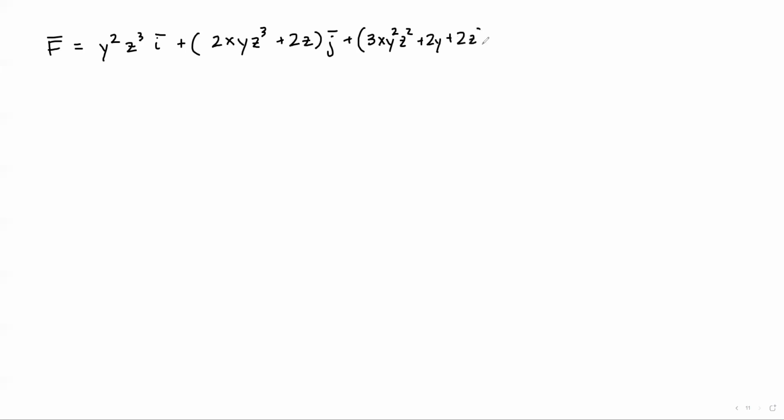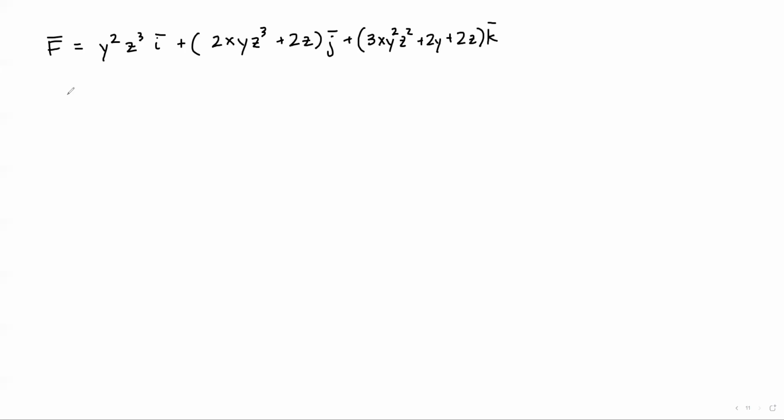All right, so let's say we've got capital F. It's equal to y squared z cubed i plus 2xyz cubed plus 2z j plus 3xy squared z squared plus 2y plus 2z k.